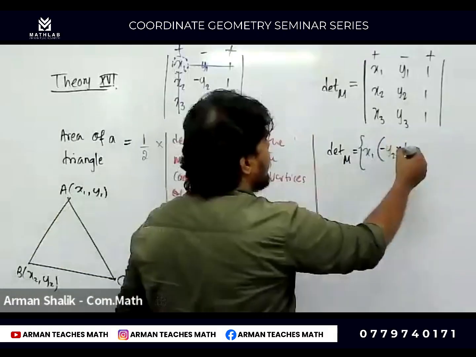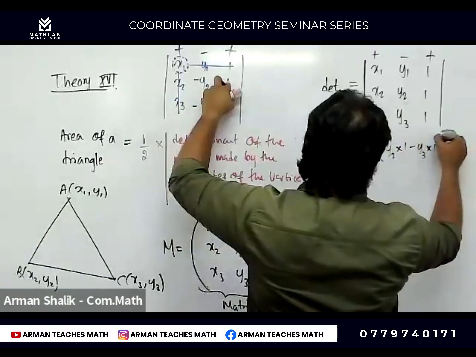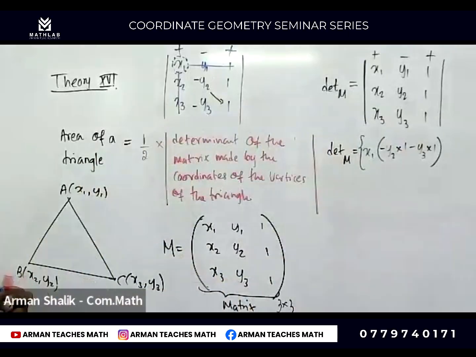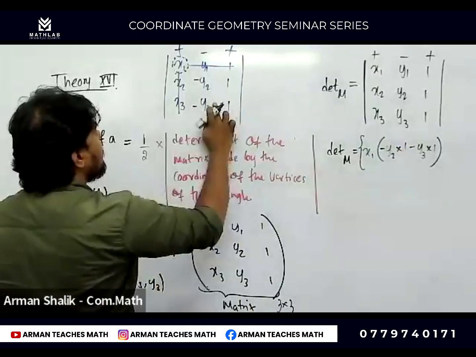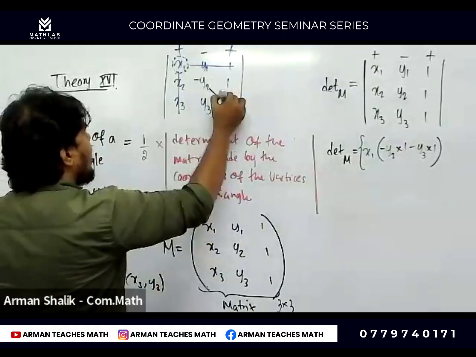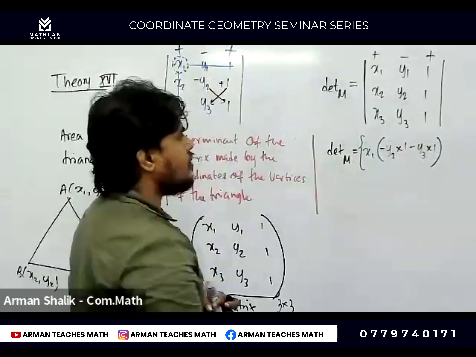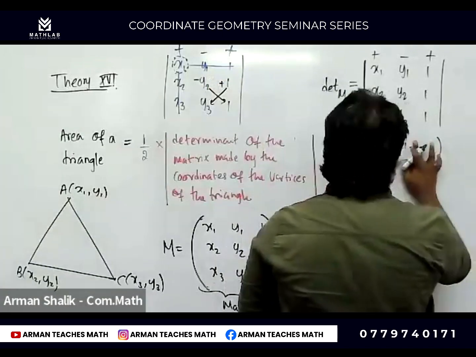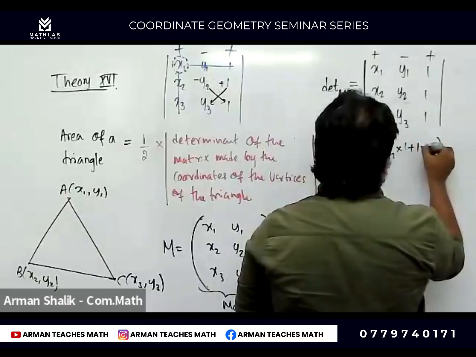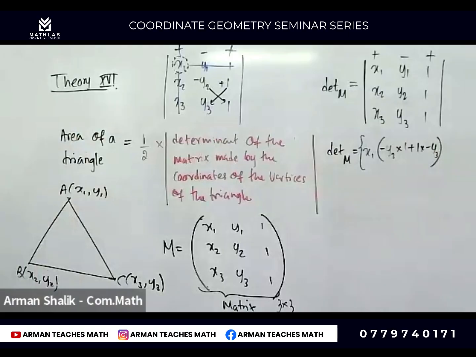Minus y3 multiplied by diagonal value 1. If you can't remember like that: minus y2 times 1, plus 1 multiplied by y3, plus 1 multiplied by minus y3. Minus y3.